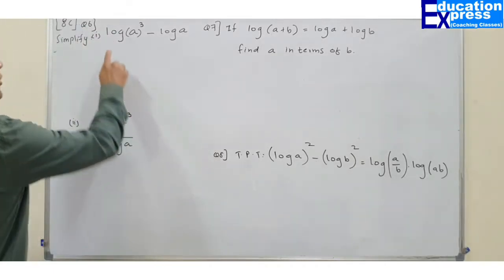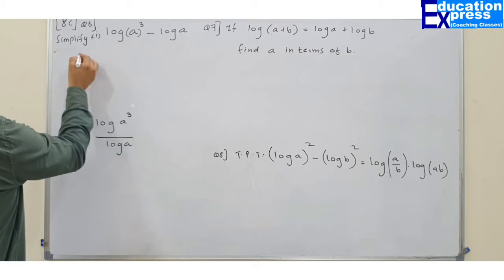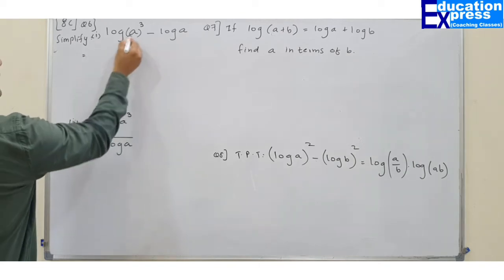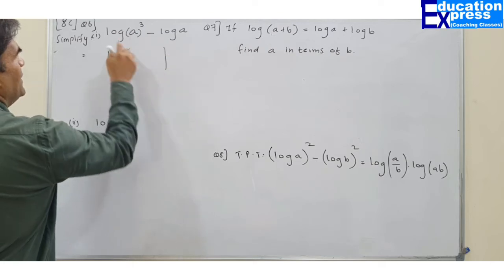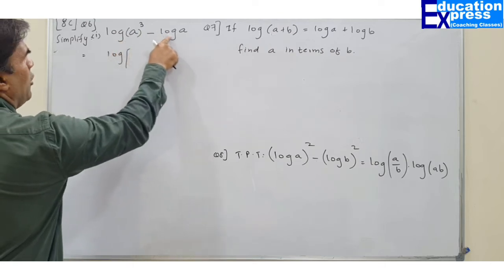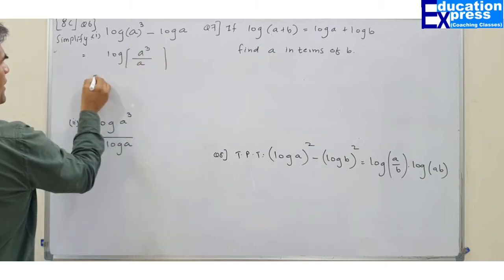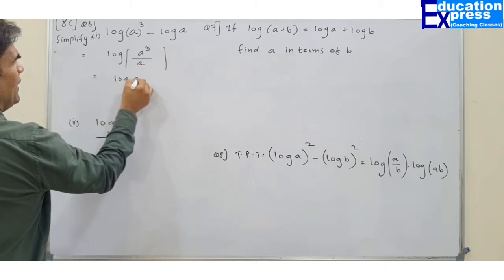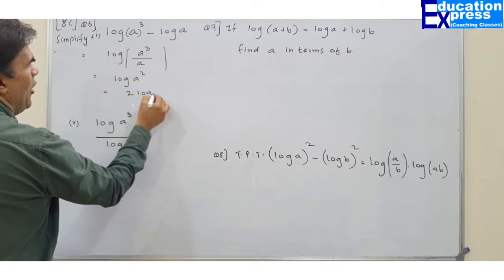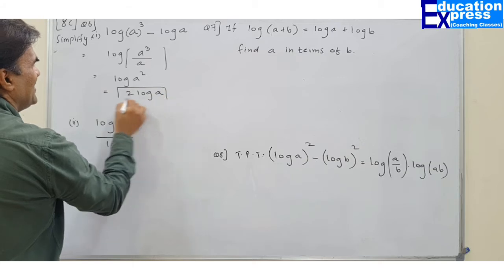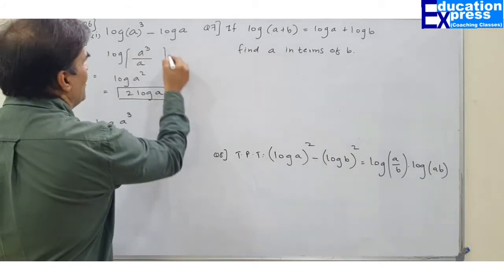Question number 6. Log a cube minus log a. We simply have to find out the values. So simplify. This can be written as log, since log a minus log b is log a upon b, which means log of a square, which would mean 2 log a. That's it. Such a simple question. Alternatively, you could have done this way also.